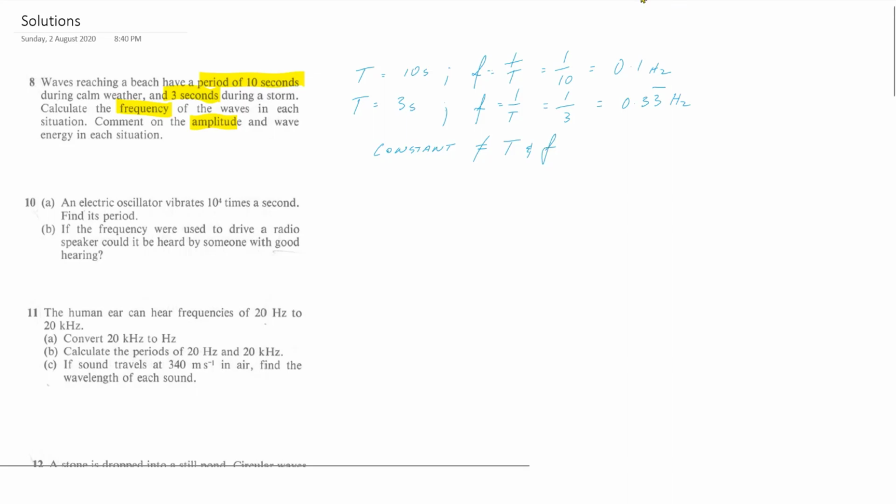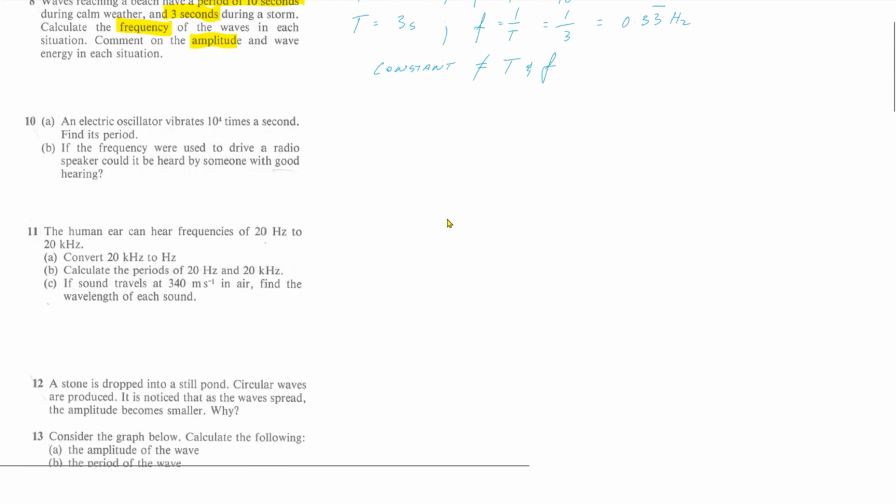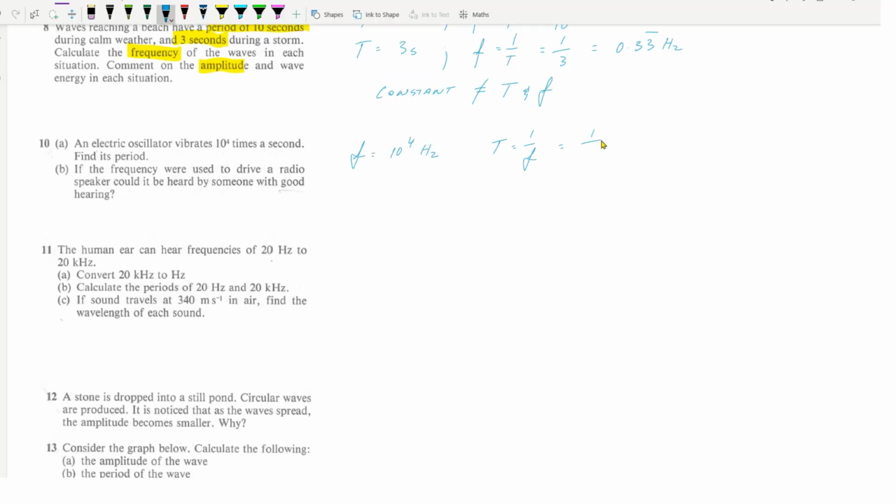An electric oscillator, so let's go down to question number 10 here. An oscillator vibrates 10,000 times a second, so 10 to the power of 4. Find out its period. So we're doing the reverse of this question here. So frequency is 10 to the power 4 hertz, and period is equal to the inverse of the frequency. So that's going to be equal to 1 over 10 to the power 4, which is going to be 10 to the power minus 4. Don't really need a calculator for that one, and that will be in seconds.